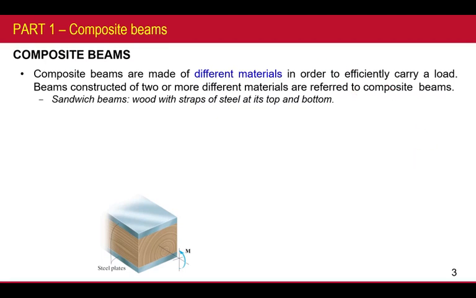This is from the last lecture. Beams consisting of two or more different materials are referred to as composite beams. For example, as I mentioned, this is a sandwich beam. It is similar to the previous I-beam, but remember, for the I-beam we tried an ideal I-beam with the flange and the web, where some material must connect them. That's why wood is very common in this situation.